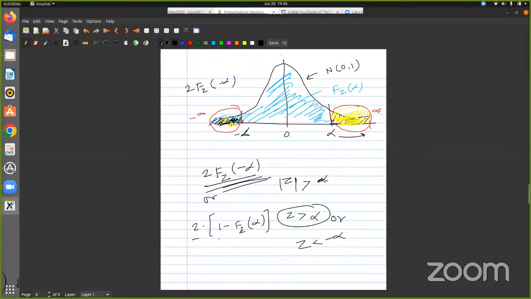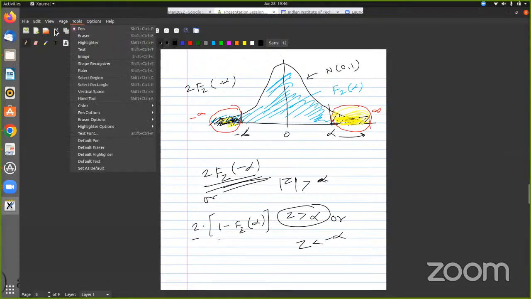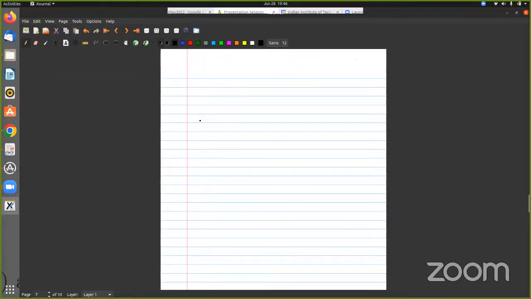So how can it be 1 minus Fz, 2 times Fz of alpha? Both are different, no? No, both are the same. Okay, one more time I will try. We are cutting on both sides, sir. Okay, we'll try.